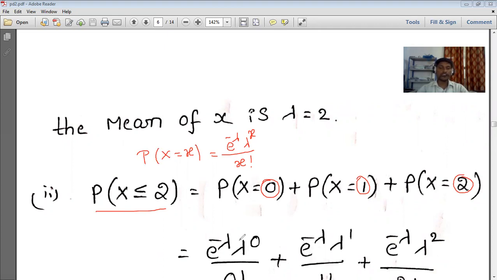So see here, we substituted e^(-λ) λ^0 / 0!. Next e^(-λ) λ^1 / 1!. Then e^(-λ) λ^2 / 2!. Simply we substituted different values of x in the formula: x equal to 0, x as 1, and x as 2. Now we are going to simplify this.